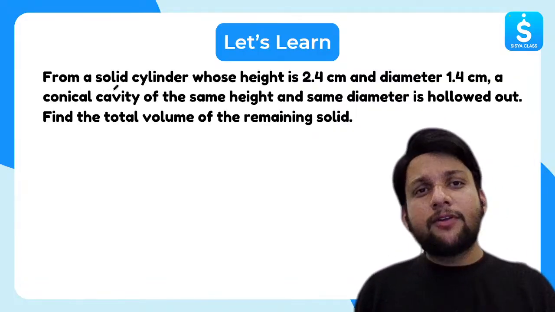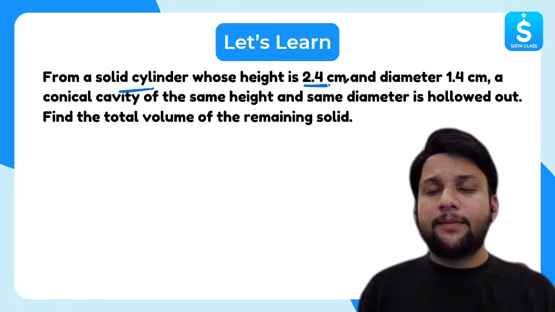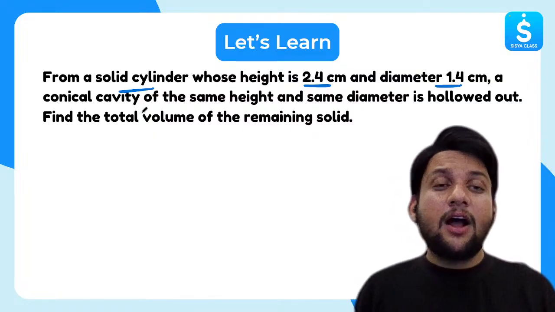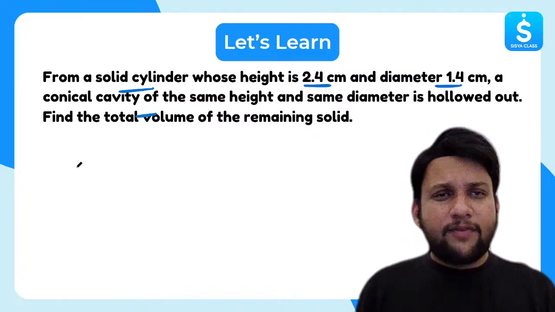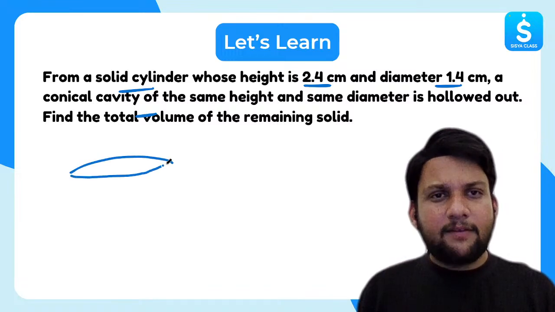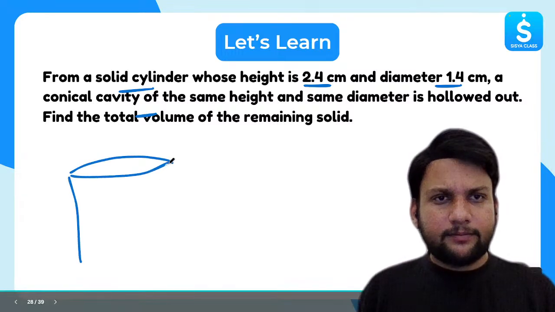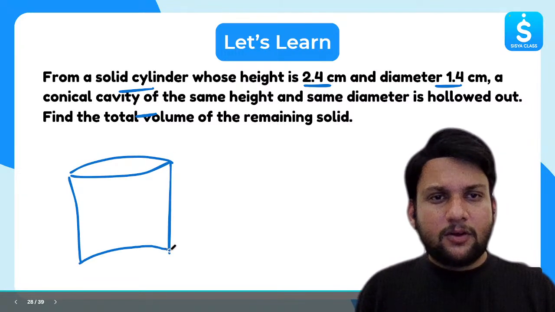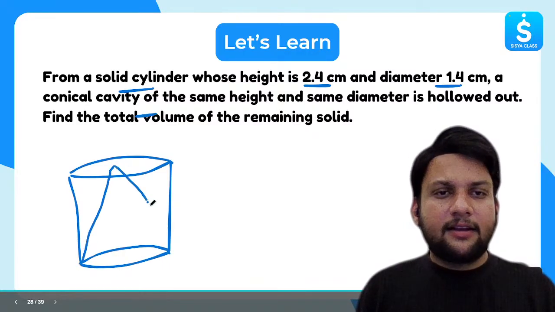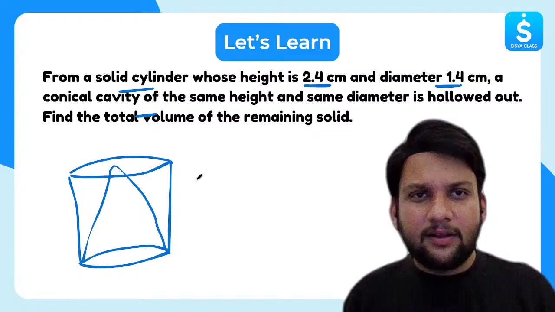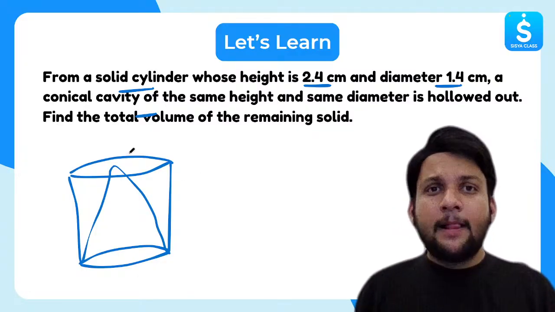I'll read the question one more time. From a solid cylinder whose height is 2.4 centimeter, diameter is 1.4 centimeter, a conical cavity of the same height and the same diameter is hollowed out. We would find the total volume. That means we have this solid cylinder, and a conical cavity is carved out. We have to find the volume.